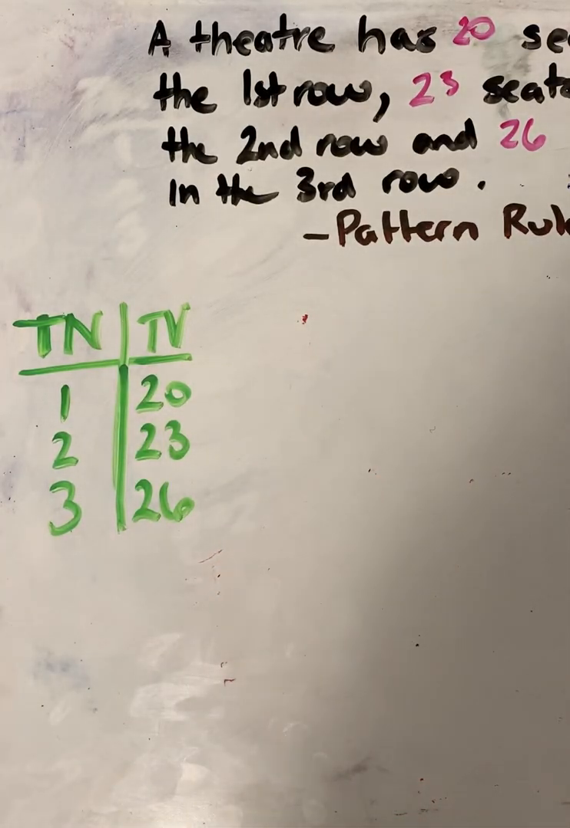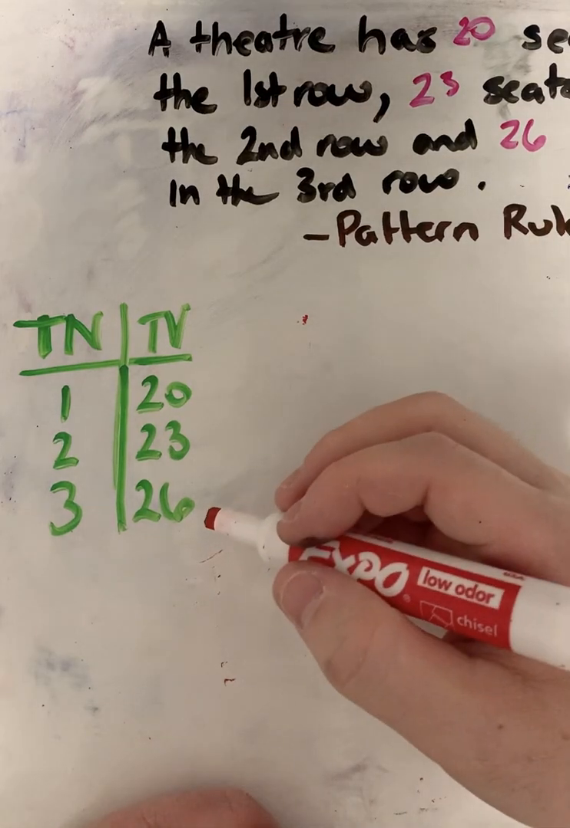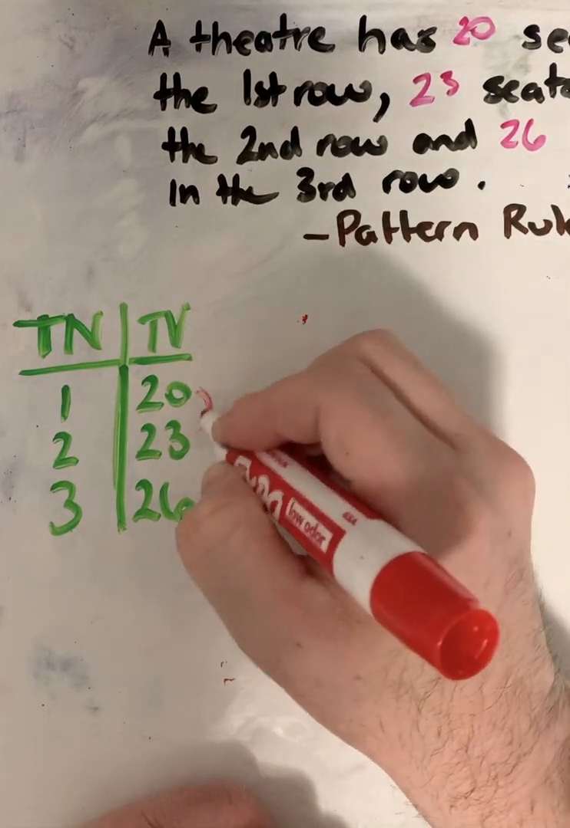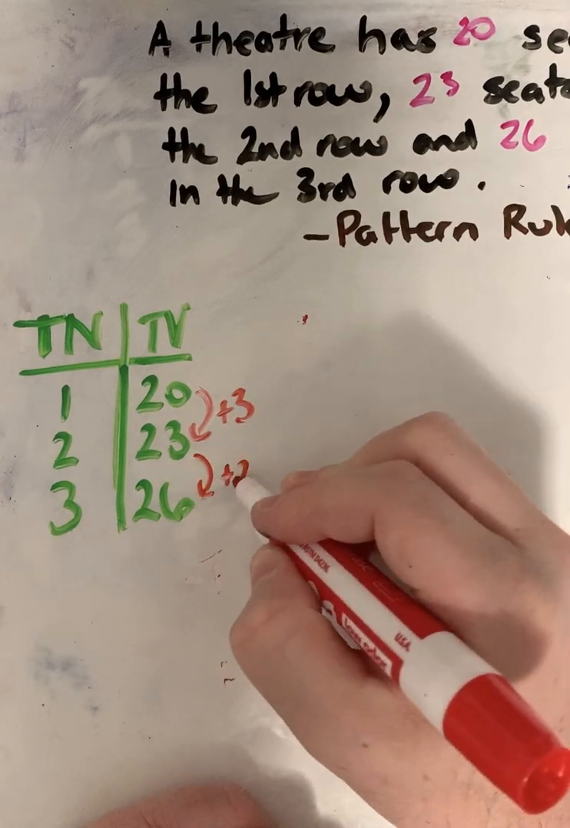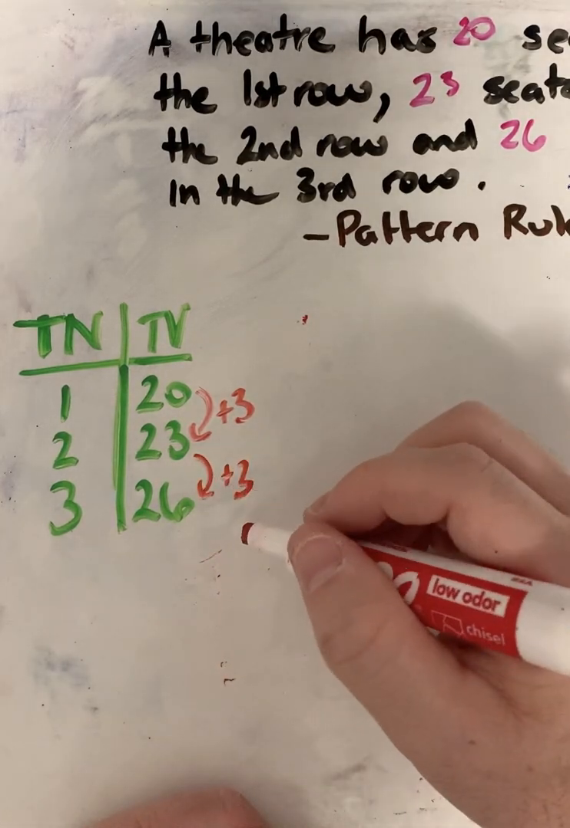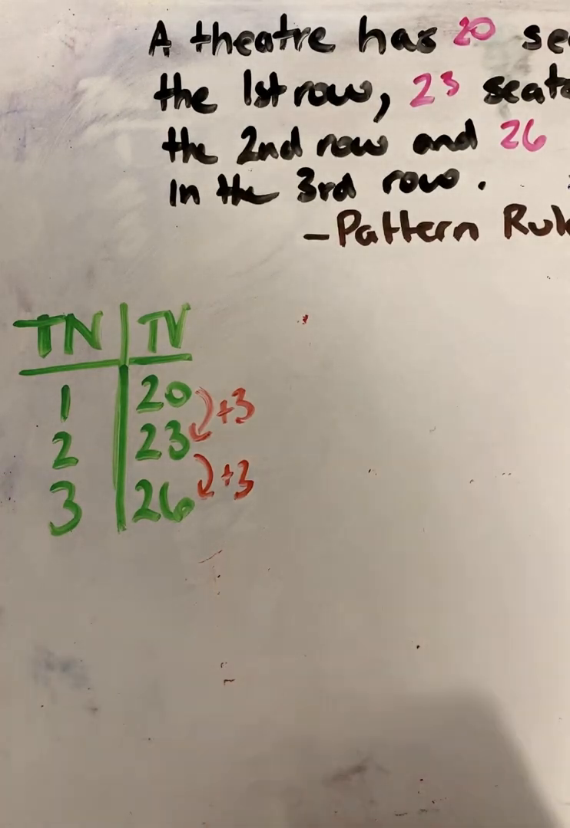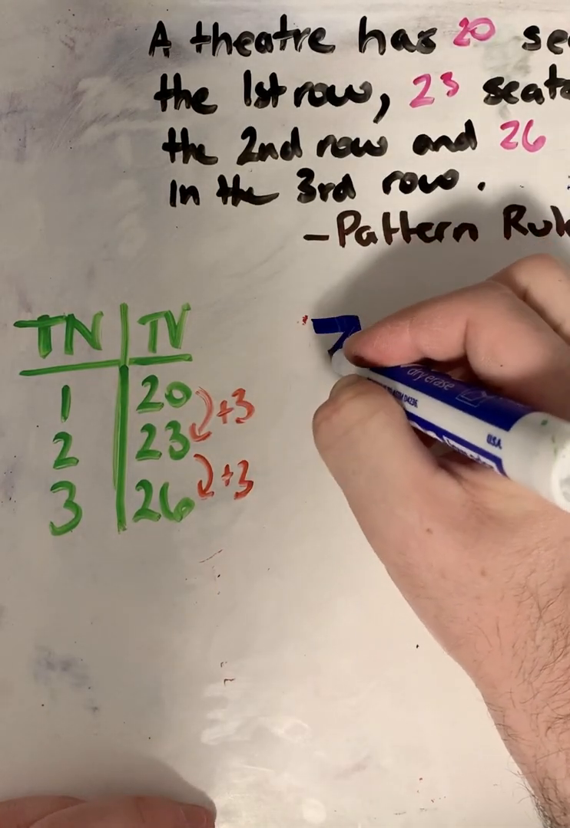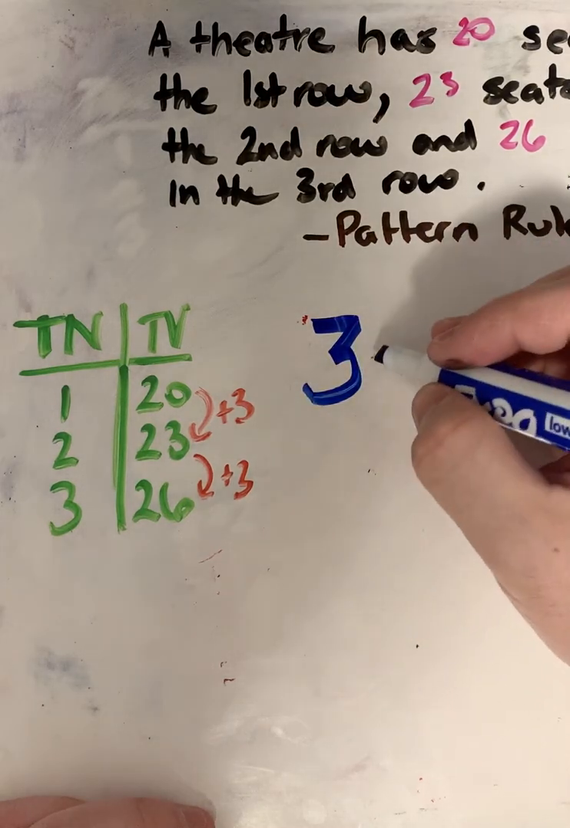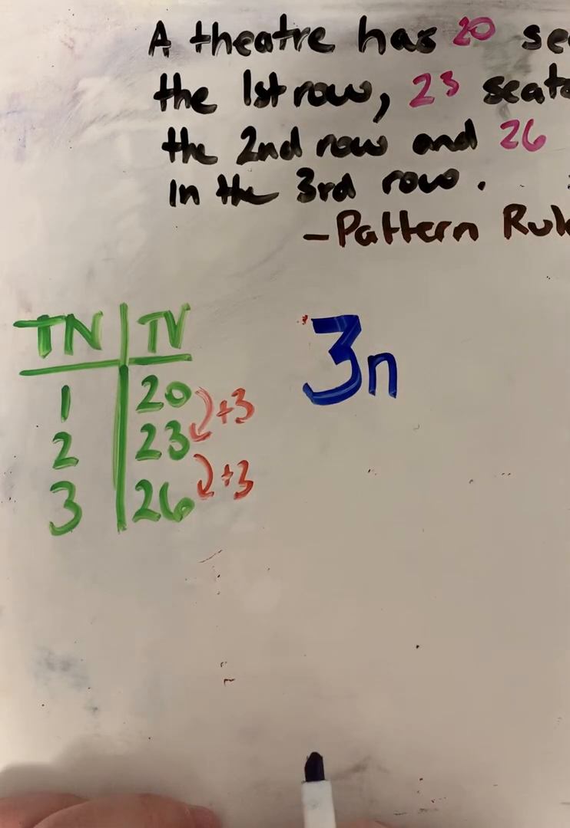Step 2, let's identify the growing or shrinking pattern. How do I get from 20 to 23? I'm going to increase by 3. And the same thing from 23 to 26, I'm going to increase by 3. At this point, you guys know by now that this 3 will be the sidekick to my variable. So 3n. Again, I'm just choosing n, you can choose whatever you want.